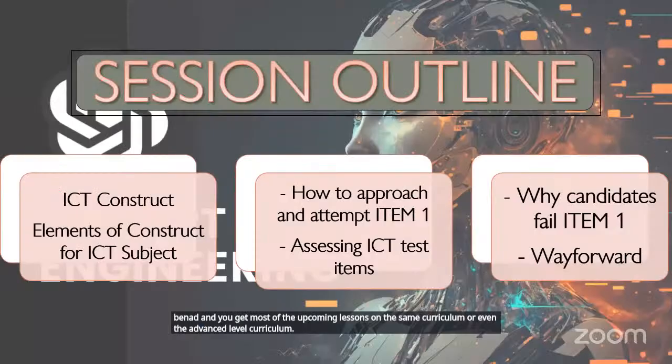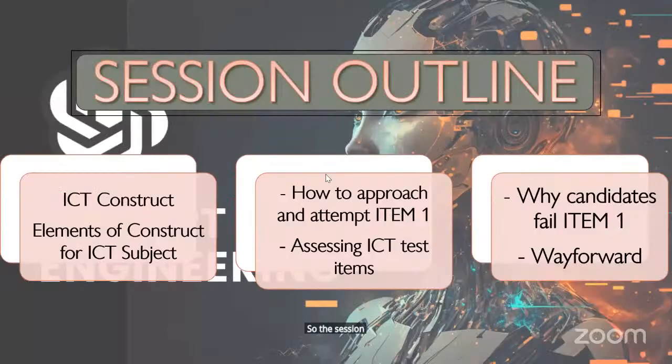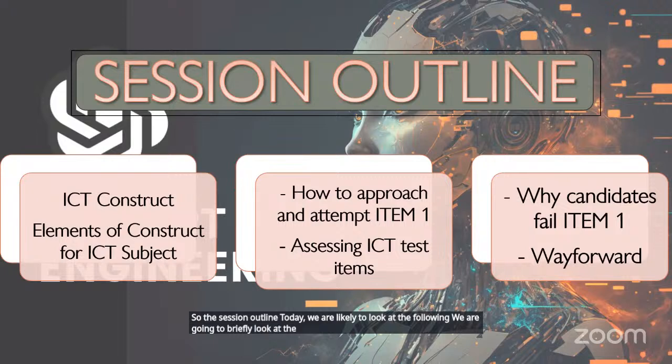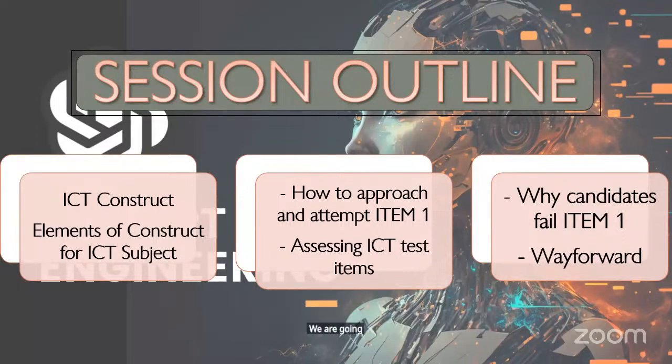So the session outline, today we are likely to look at the following. We are going to briefly look at the ICT construct. We are going to look at the elements of the construct in the subject of ICT. Then we are going to look at how to approach and attempt item 1. We are also going to look at assessing ICT test items, why candidates fail item 1, and the way forward.